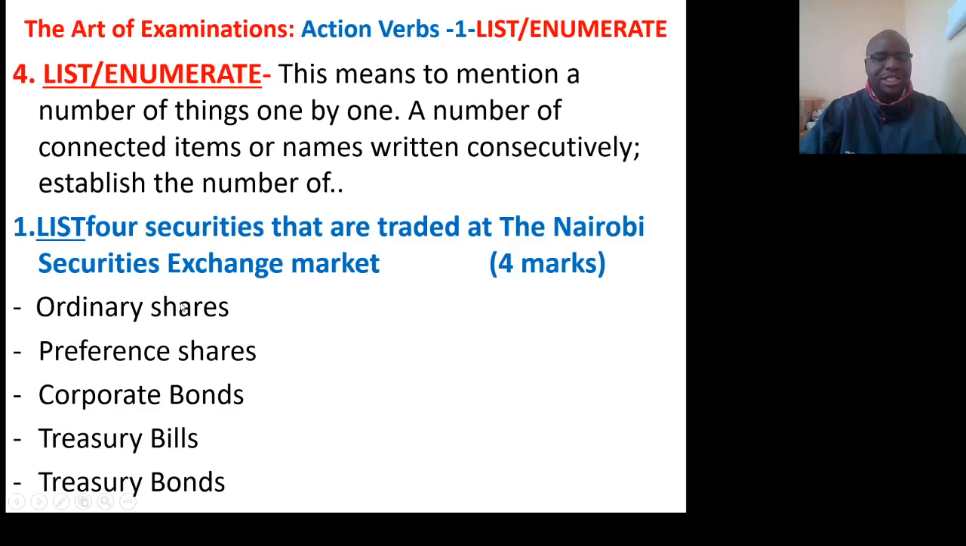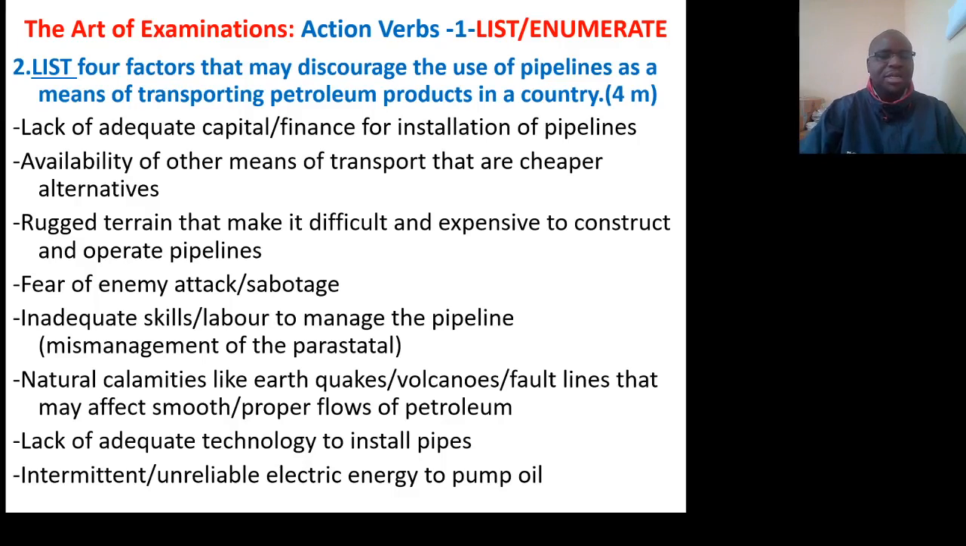1. Ordinary shares. 2. Preference shares. 3. Corporate bonds. 4. Treasury bills. 5. Treasury bonds. Question number 2. List 4 factors that may discourage the use of pipelines as a means of transporting petroleum products in a country.